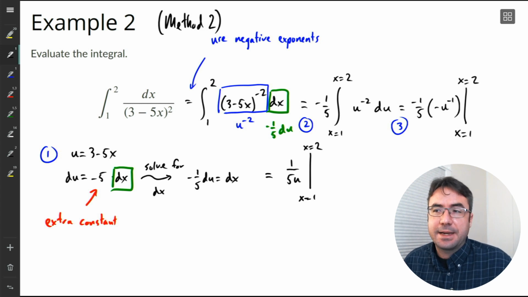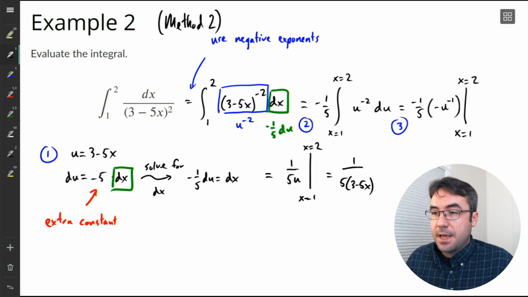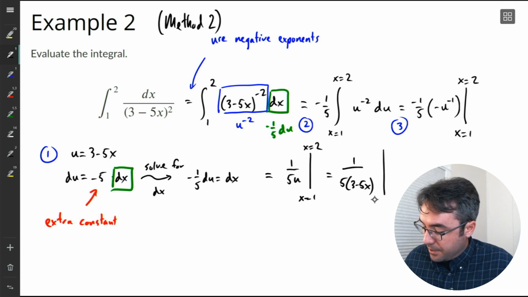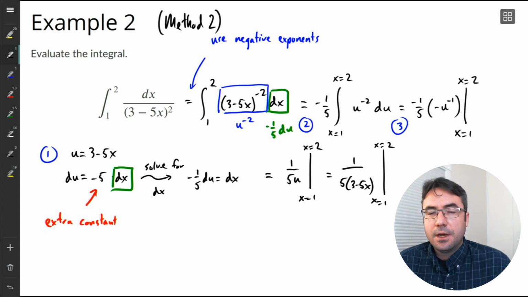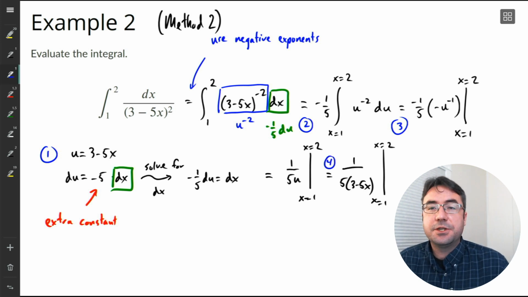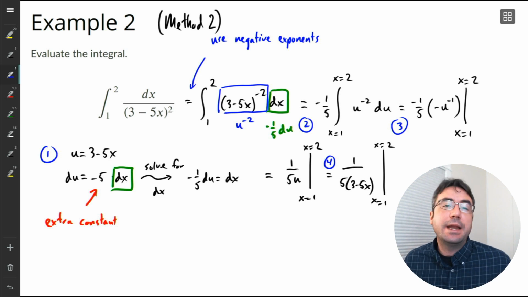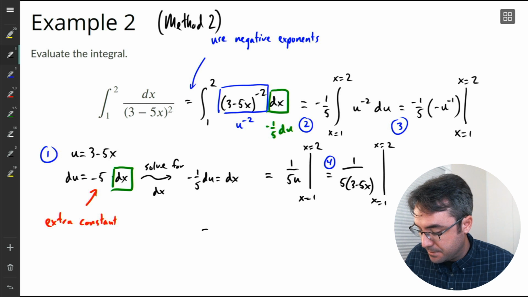Now let's convert back to x. So we end up with 1 over 5 times (3 minus 5x), and we're going to evaluate that from x equals 1 to x equals 2. All right, so we have our antiderivative all in terms of x now. We left our limits of integration in terms of x. Now we're ready to plug in. And that's the last step. Just evaluate this.